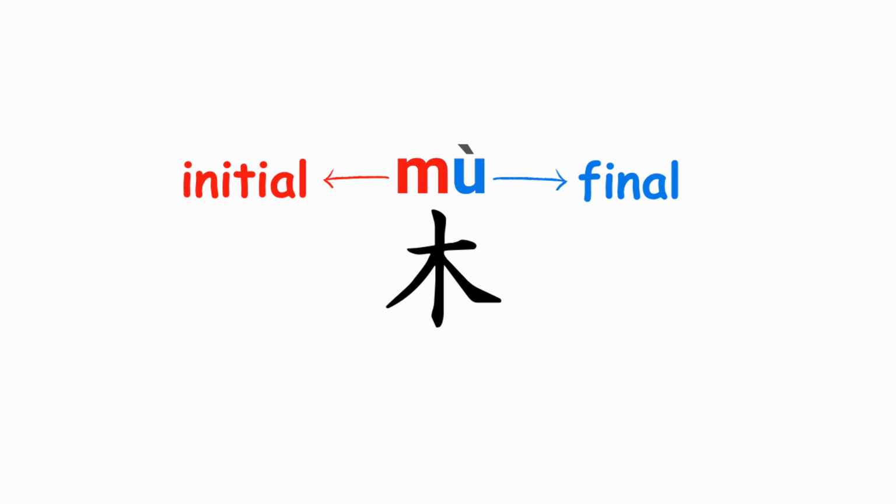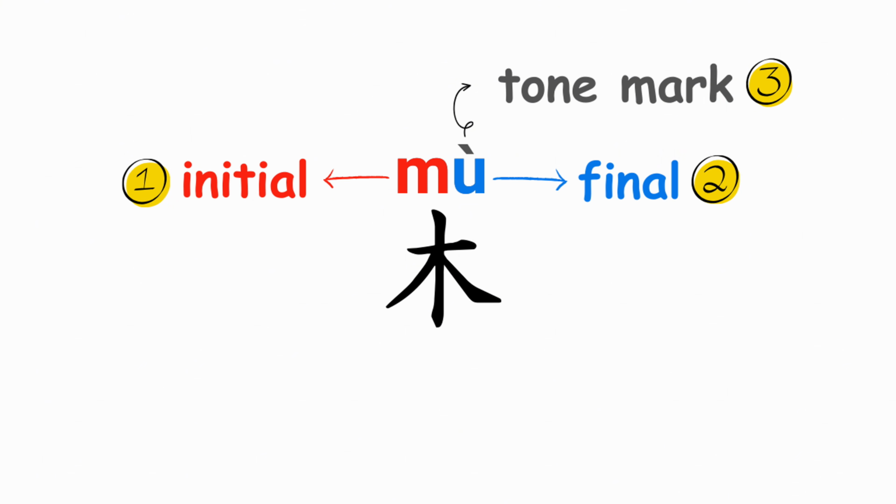Let's take a character you already know, mù. Its Pinyin is mù. The M is the initial, and the U is the final. The little mark on top of U is the tone mark. Most syllables in Mandarin follow this structure: initial, final, and tone.